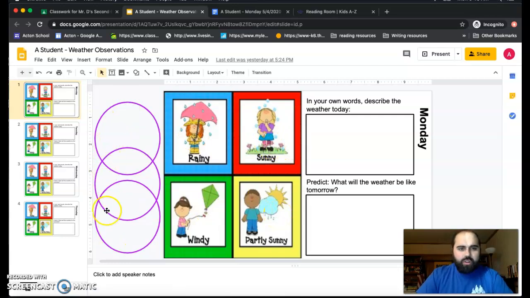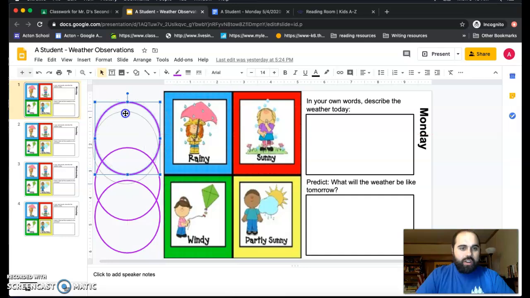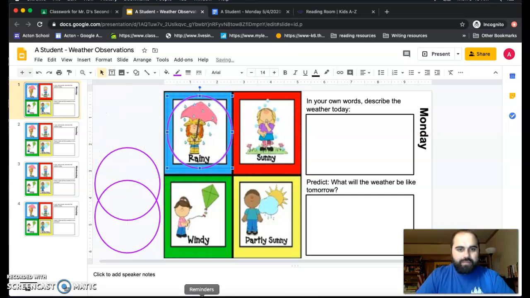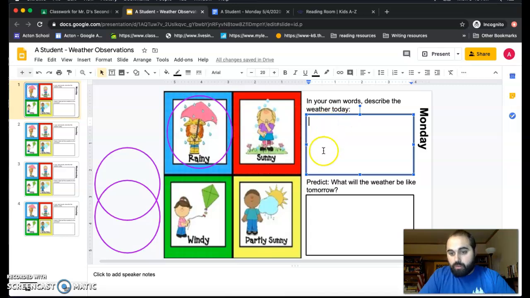And there are a bunch of circles on this side of the Google slide. So if you notice that today, for whatever reason, it is rainy, you can click on one of the circles, click and drag it over to the rainy. That tells me that it was rainy today. Then double click in this box right here. See, you'll get the arrows going in 4 directions. Double click. That'll allow you to start writing in here.